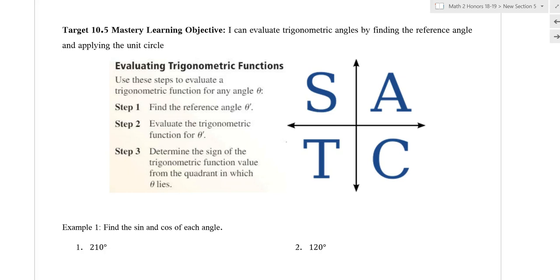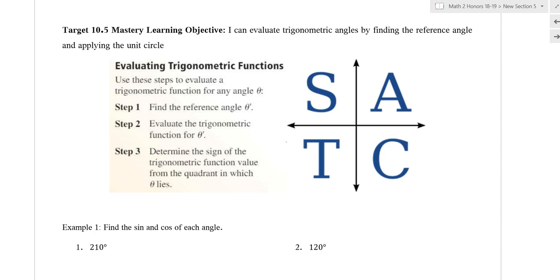Looking at 10.5, which says I can evaluate trigonometric angles by finding the reference angle and applying the unit circle. So I'm trying to look a lot at all our special right angles, right? The sine and the cosine of 30, 45, 60, pi over 6, all of them, right?